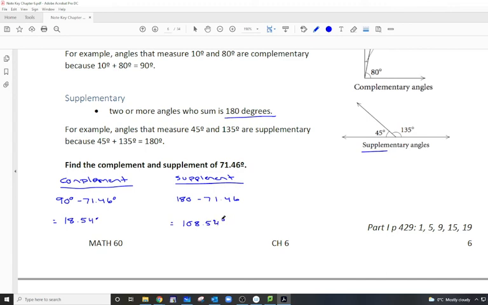Make sure you are including your degree symbols. I know I keep dropping them. I always make sure my final answer has it though. So sometimes I'll leave the degree symbol out when I'm working, but I will always make sure that my final answer has the degree symbol, because we are going to be moving on to radians, and it's going to be very important to distinguish if this is a degree answer or a radian answer. And radian answers don't have the degree symbol. That's the biggest difference. All right, good luck with part 1.